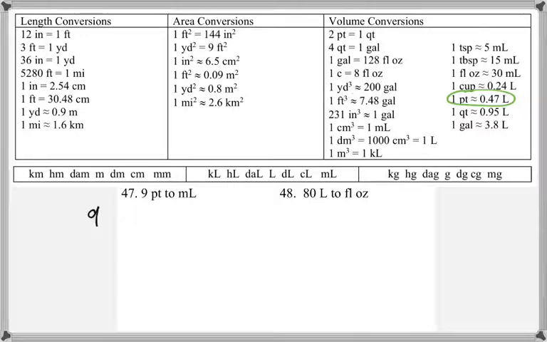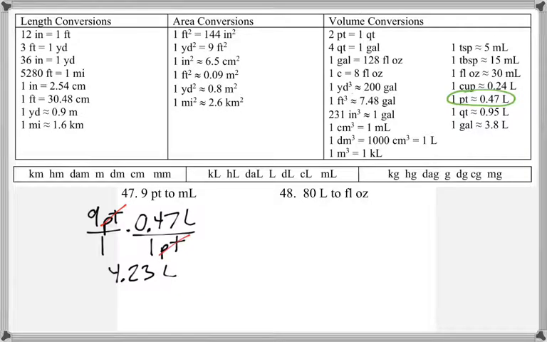So 9 pints over 1 times 0.47 liters over 1 pint. So the pints match up and cancel out. 9 times 0.47 divided by 1, we get 4.23 liters.